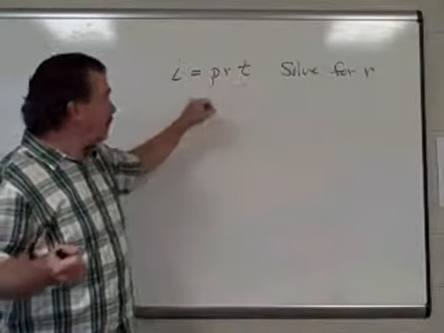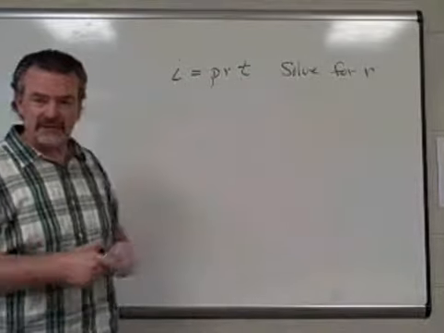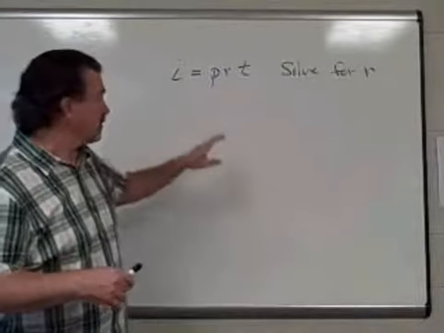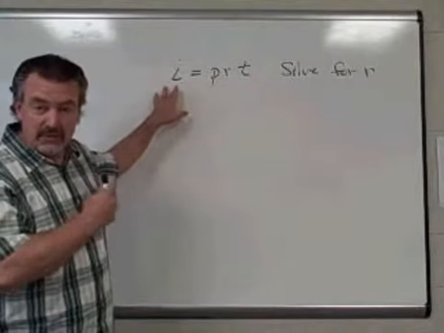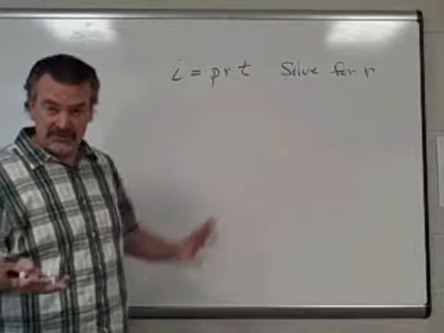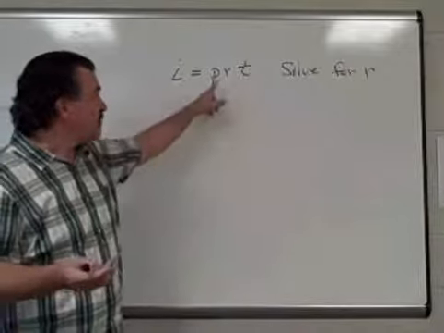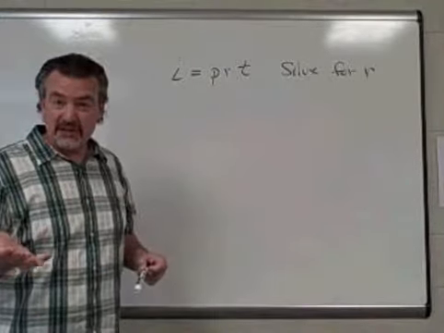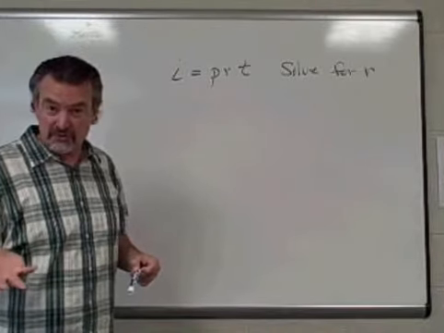Well, let's suppose we wanted to take that formula and solve it for R. In other words, I don't want the I to be by itself on one side of the equation. I want the R to be by itself on one side of the equation. So I need to get rid of the P and the T. Well, aren't the P and the T, again, kind of like coefficients for R?